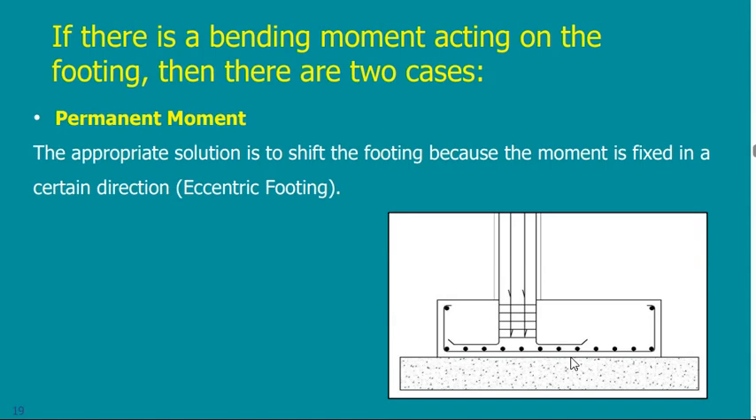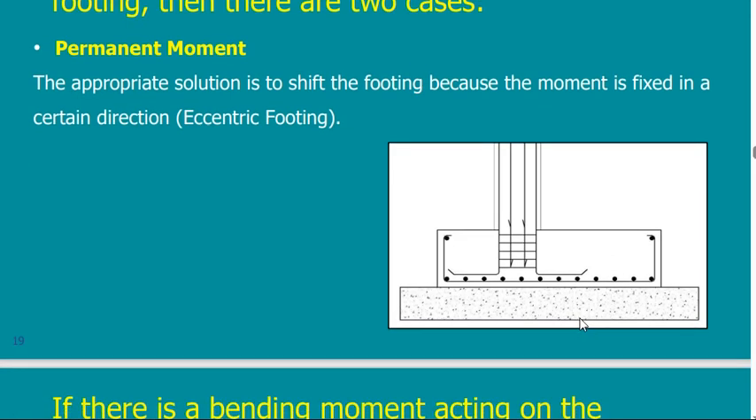How to eliminate the moment? Just shift the column opposite to the direction of the moment with a certain distance to induce an opposite moment equal to the original moment. In this case, both moments will cancel each other and I can continue my work without having any moment. So in this case, it is just a similar problem to a normal problem for a footing without any moment.